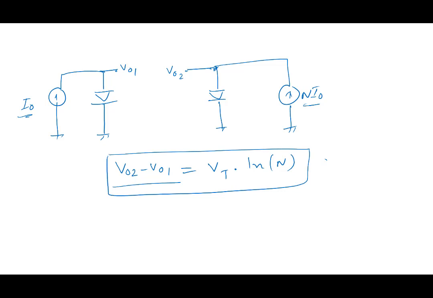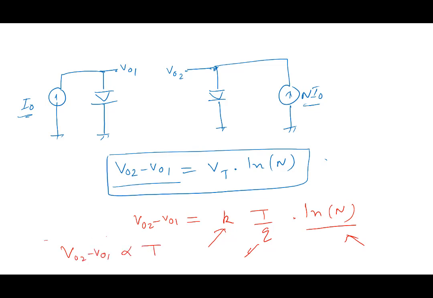Now do you see something very interesting about this? The difference V02 minus V01 equal to VT ln N is made up of what? kT by q and ln N. This is a constant, this is a constant, this is a constant. What do you find? V02 minus V01 is directly proportional to temperature.